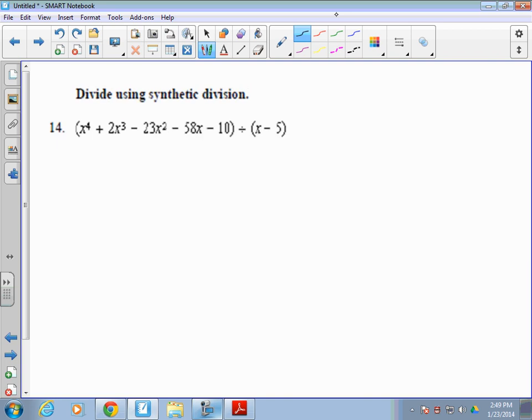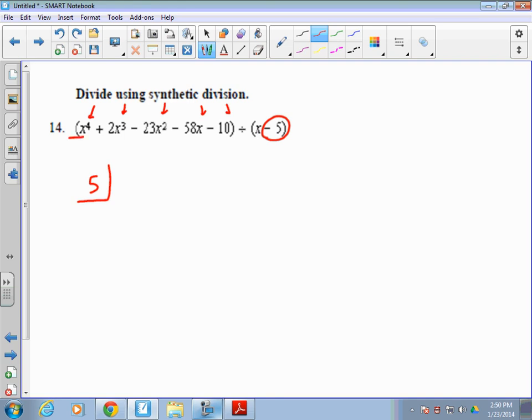Number 14 is using synthetic division. Remember, for synthetic division, you want to use the opposite term of whatever that is. So it's -5, you want to put +5. Make sure with synthetic division that you don't skip any degrees: 4, then 3, then 2, then 1, then none. So it's good. Then write the coefficients.